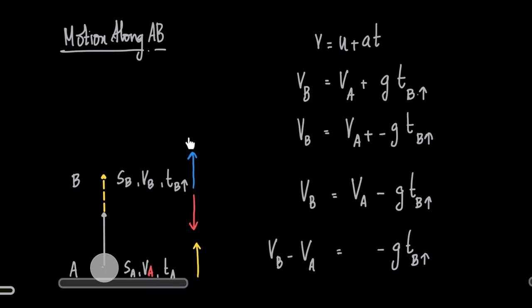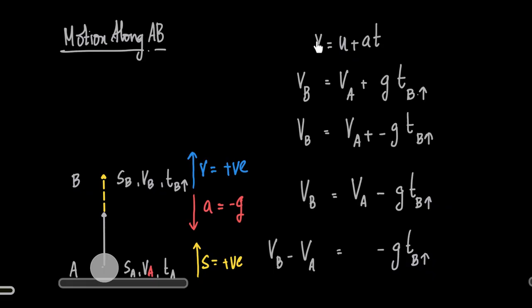Velocity is upwards. Acceleration due to gravity is acting downwards. Displacement is from the initial position to the final position, acting upwards. So what does this imply? This implies that displacement S is positive, velocity V is positive, and acceleration A is minus G, negative, acting downwards.